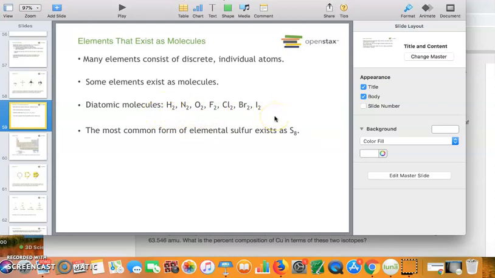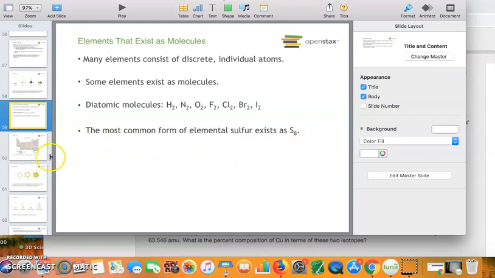When we start to write chemical equations, and I say you added oxygen or you added hydrogen, you're not going to write plus O, you're going to write plus O2. You're not going to write plus H for hydrogen, you're going to write plus H2. And here's just a side note: sulfur exists as S8.